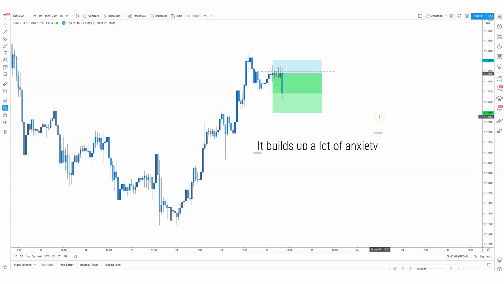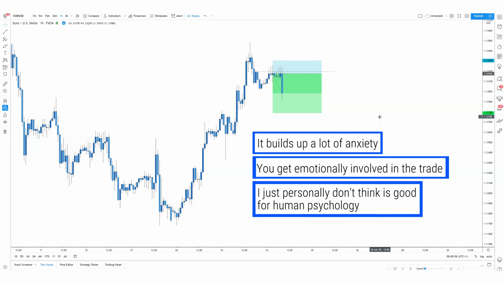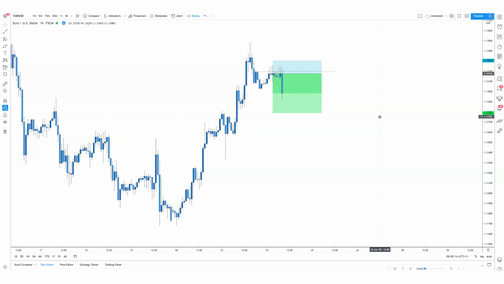Because one, it builds up a lot of anxiety. Two, you get emotionally involved in the trade. And three, I just personally don't think it's good for human psychology because we're not even built to be doing this in the first place. Okay, so how would I have entered this with a stop entry?